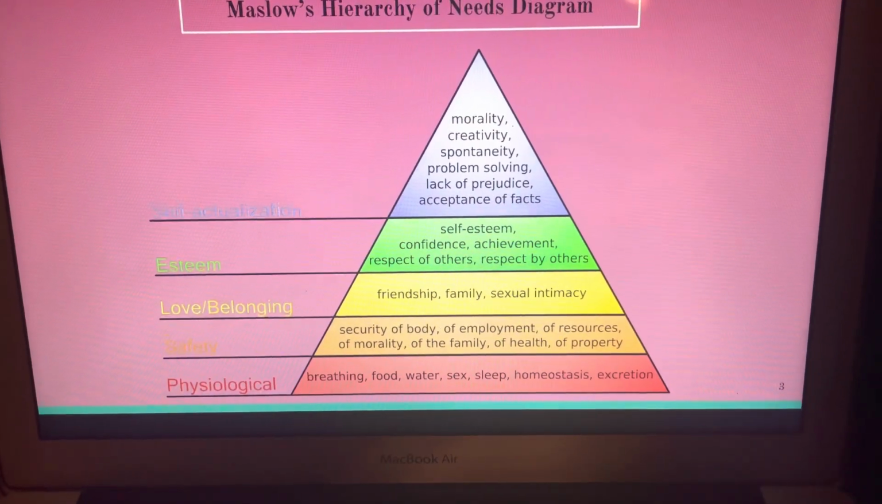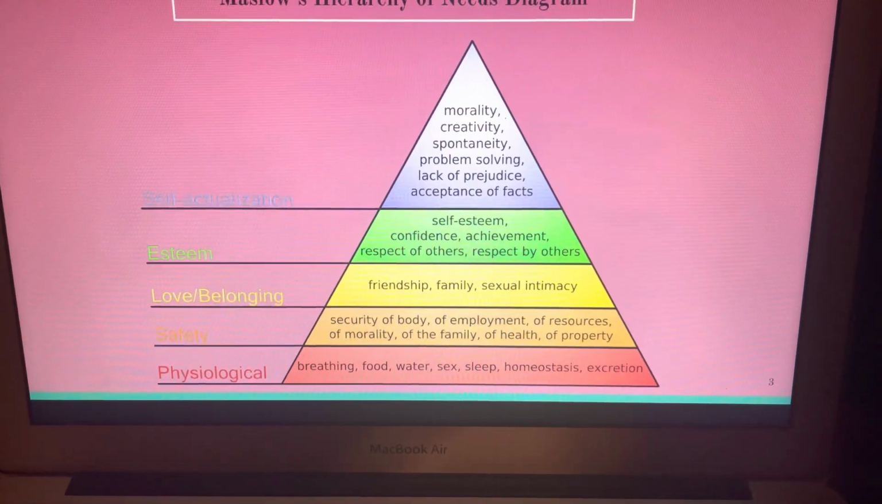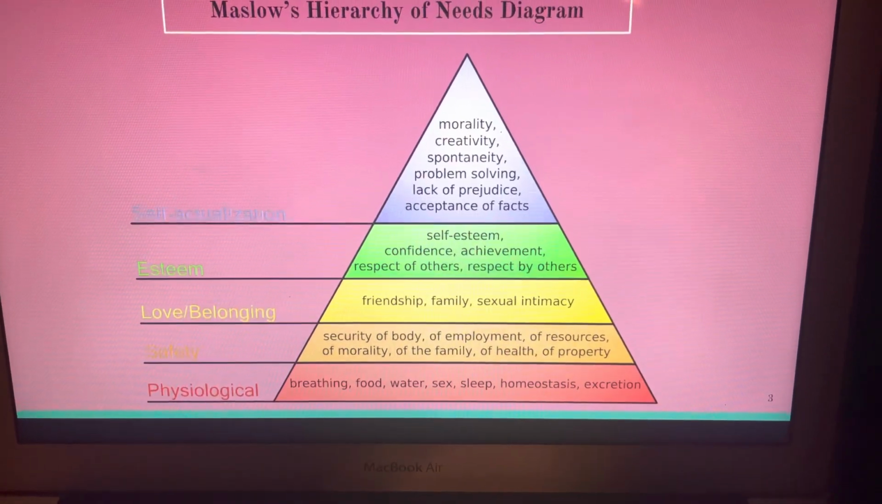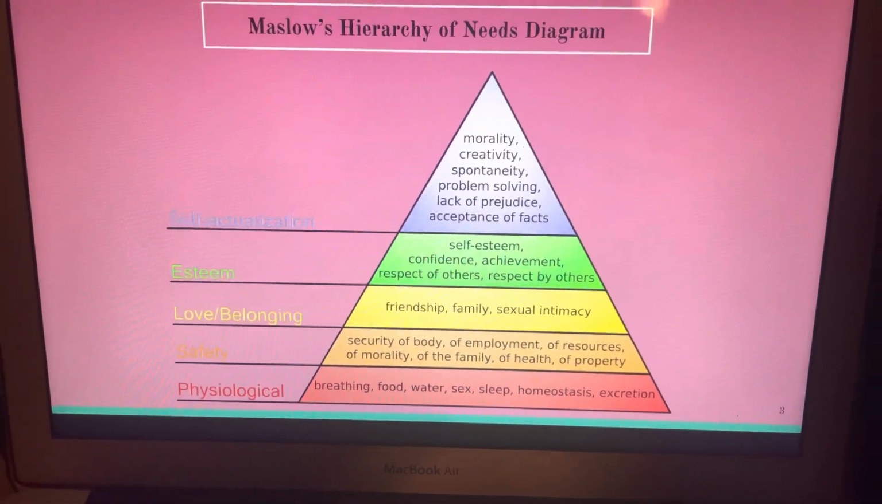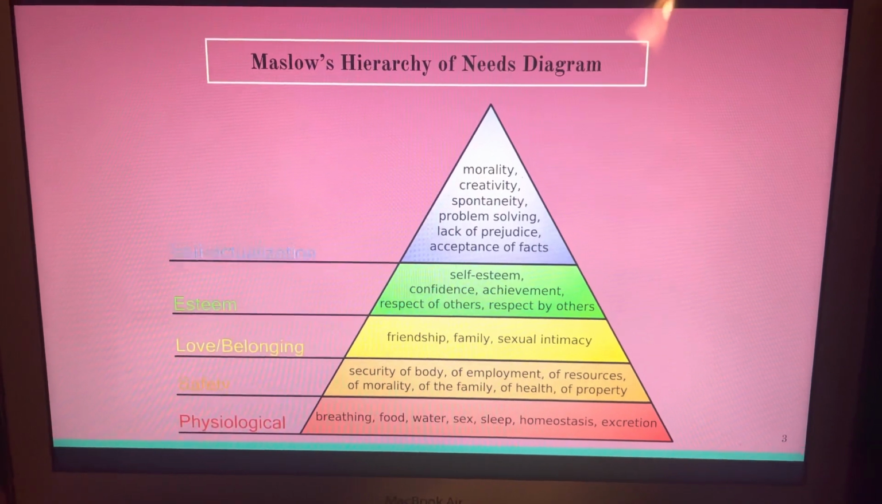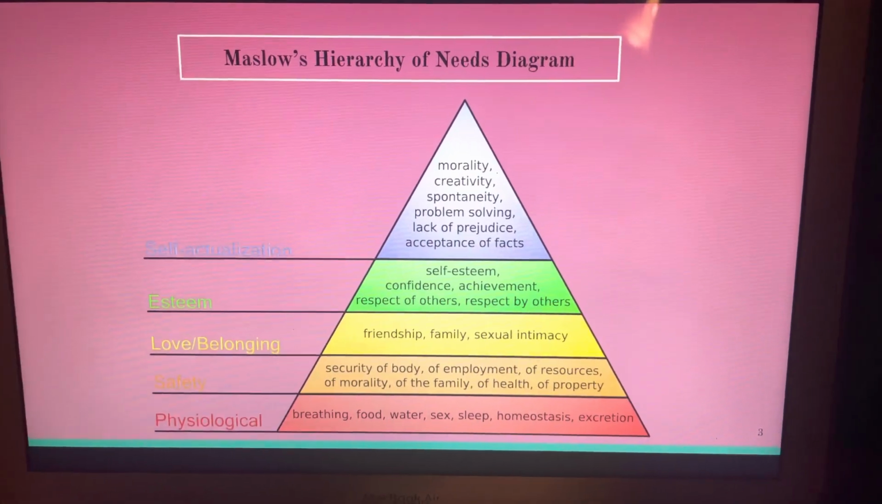Love and belonging includes friendship, family, sexual intimacy. Safety includes security of body, employment, resources, morality, family, health, and property. Physiological is looking at the physical aspects, including breathing, food, water, sleep, homeostasis, excretion.